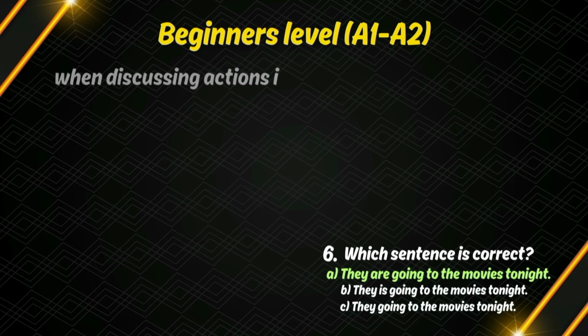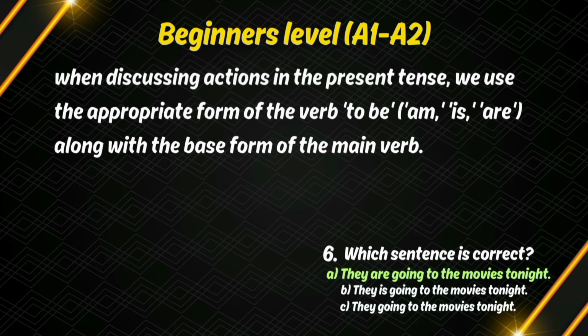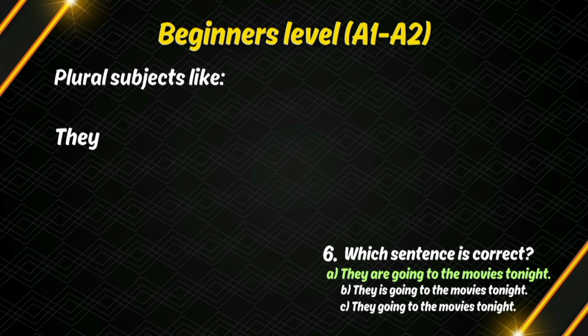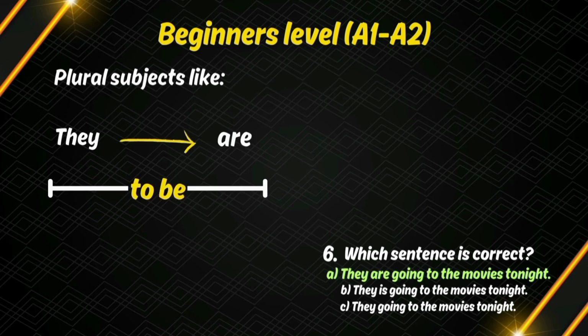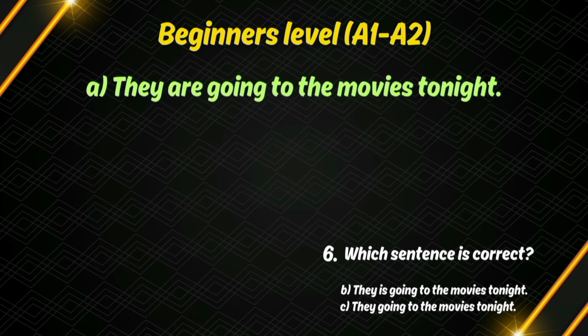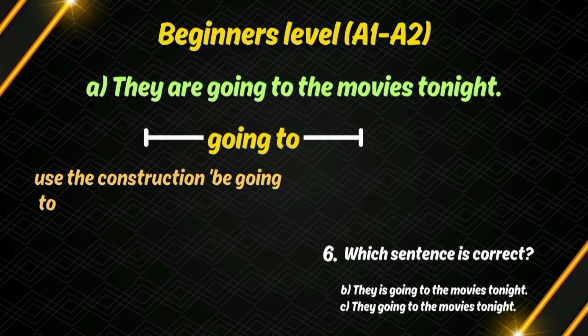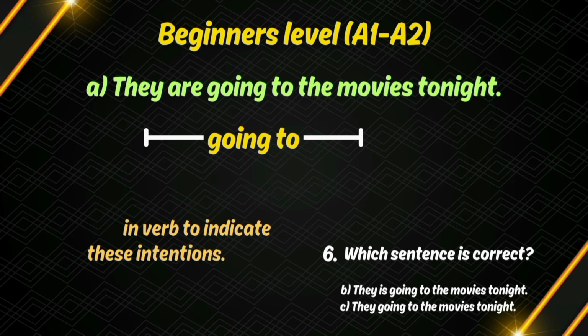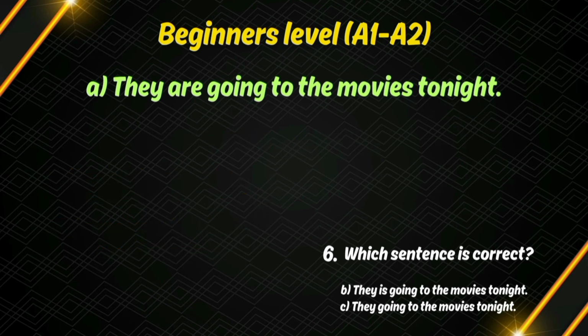When discussing actions in the present tense, we use the appropriate form of the verb to be, am, is, are, along with the base form of the main verb. For plural subjects like they, the correct form of to be is are. Additionally, when talking about future plans or intentions, we often use the construction be going to, followed by the base form of the main verb to indicate these intentions. Therefore, the correct sentence is, they are going to the movies tonight. This indicates that the action is planned for the future.